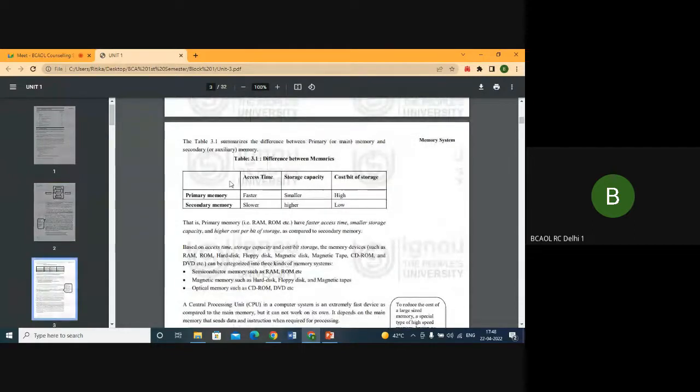So primary, do you know what is access time? Anybody knows about access time? The time taken by the processor to retrieve the data from a memory location. Access time will always be equal to latency time plus seek time. We'll talk about that when we study the hard disk. Access time is how much time it takes to access a particular thing. So in primary memory it is faster and in secondary memory it is slower.